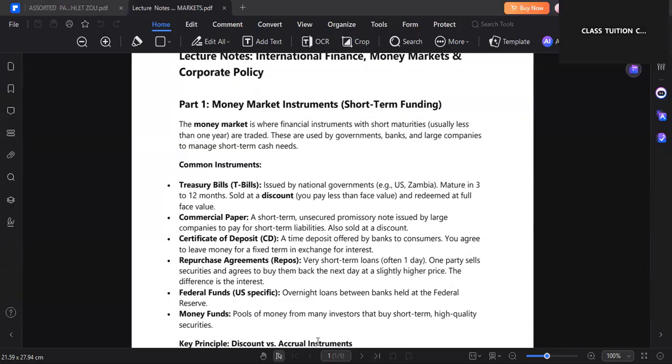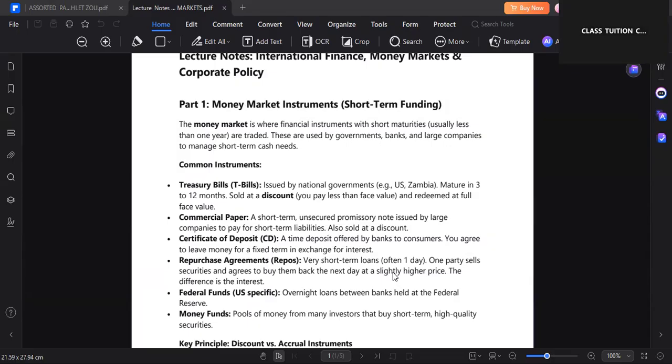So we also have what are called federal funds and money funds. What are federal funds? What are money funds? Money funds are simply pools of money from many individual investors. And we have a fund manager who takes that money and buys all the instruments I mentioned, the treasury bills, the commercial papers, the CDs, the repos, to enable these small investors to access the big markets.